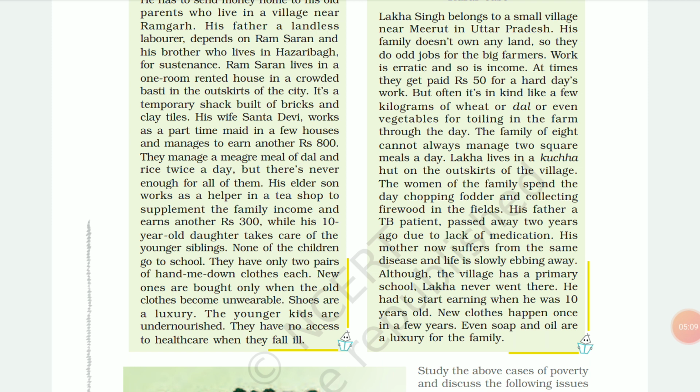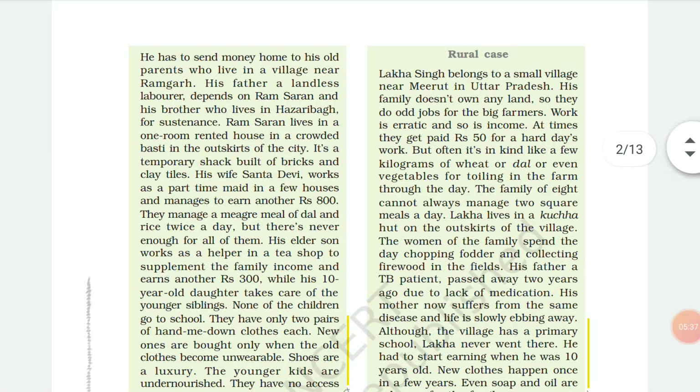So he has to take care of his family. His kids do not go to school. They do not have proper clothes, or even if they have, only two pairs of clothes, and that is here explained as hand-me-down clothes. That means they get new clothes when the previous clothes become unwearable. So this was the condition of Ram Charan. The kids do not go to school. There is no healthcare facility for them. Shoes are a luxury. They do not have shoes to wear. Now this was about the urban case.